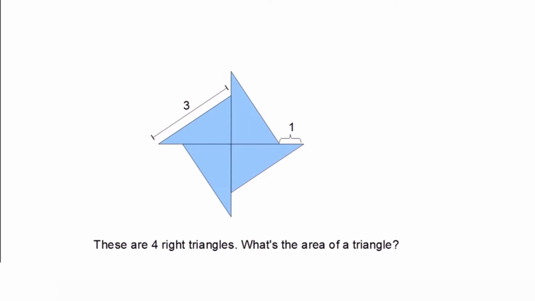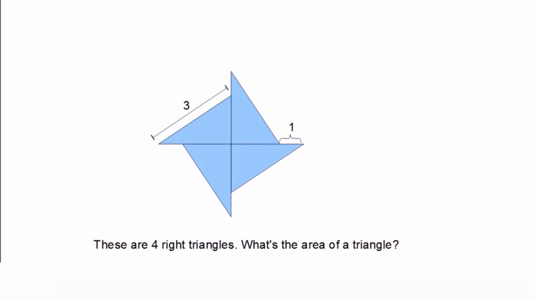I'm going to give you a moment to solve this. You can pause the video and take your time. Once you're ready, you can keep playing. The answer to this puzzle is that the area of a single triangle is 2. The more interesting part is how we can arrive at the answer.